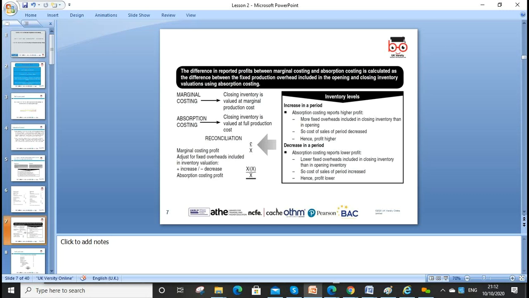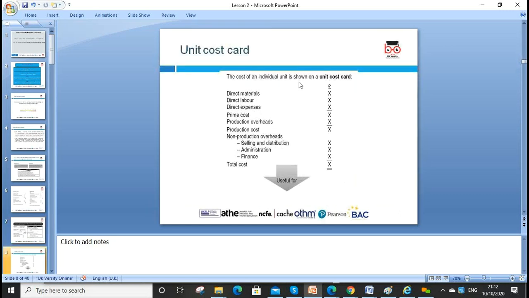So it means your profit can be more. Decrease in the period, absorption costing reports lower profit, because lower fixed cost overhead is included in the closing inventory, then the opening inventory. So the cost of the period increases, hence the profit is lower. We can go through some numericals later on and in other units as well, and we'll go through them in the next lesson as well.